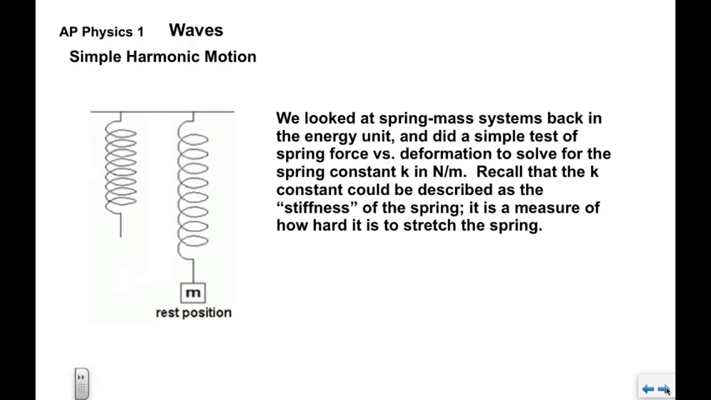Now, the other type of oscillator we want to look at is called a spring mass system. We've seen this before when we did work and energy and looked at elasticity. We plotted spring force versus deformation to find the spring constant K. Recall that the spring constant can be described as how stiff the spring is. It's a measure of how hard it is to stretch the spring. The higher the K constant, the stiffer the spring.